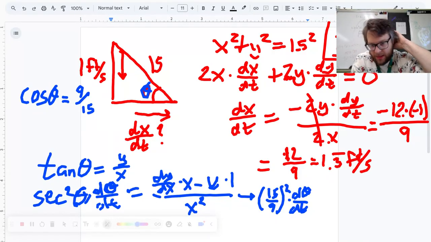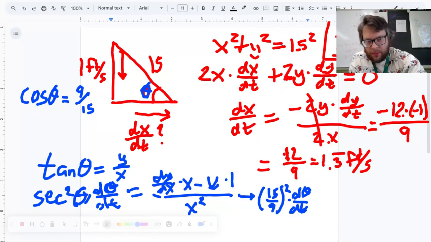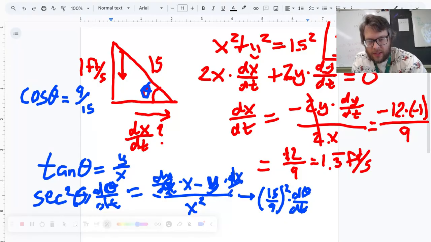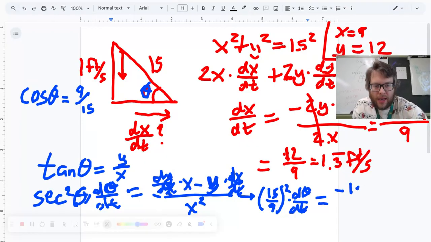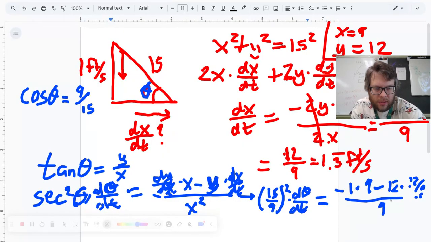Oh, I'm sorry. I made a mistake on my derivative here. I wrote dy/dx because I was thinking about implicit differentiation. I meant dy/dt. And I wrote 1 because I was thinking of the letter x as just an independent variable. But I should write dx/dt. So now that'll work out. So dy/dt is negative 1. X is 9. Y is 12. dx/dt, we just figured out, is 12 over 9. And then x is 9, so we have 9 squared on the bottom there.